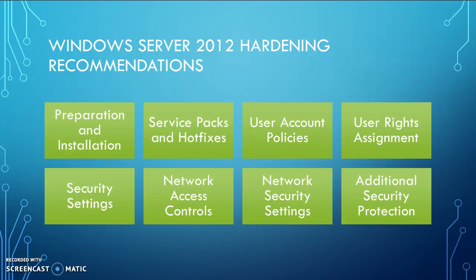Some network security settings would be to allow the system to use computer identity for the NTLM process. You also want to do things such as not storing LAN Manager hash values, and configure the Windows Firewall in all profiles to block inbound traffic by default. Additional security protection could be things like disabling or uninstalling unused services, configuring file system permissions or registry permissions, configuring user rights to be as secure as possible, and also the physical security aspect. You want to make sure that it's physically secure in whichever place that it is.